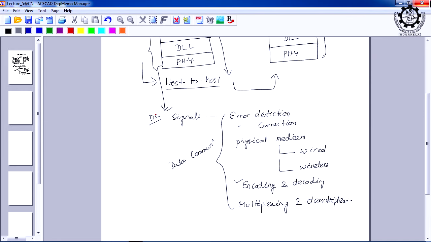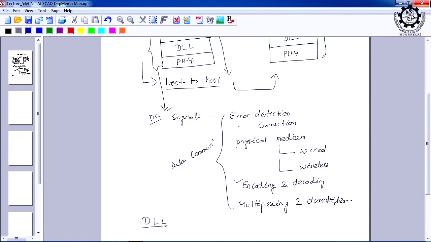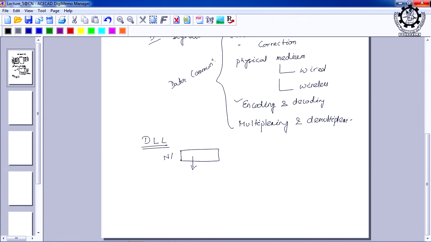Coming to the next higher layer of this OSI model, the data link layer. As we know, any layer in the reference model uses the service of the lower layer and provides the service to the upper layer. So, coming to this DLL, what does it do? The DLL provides the service to its upper layer, that is the network layer. It brings the chunk of data from the network layer.